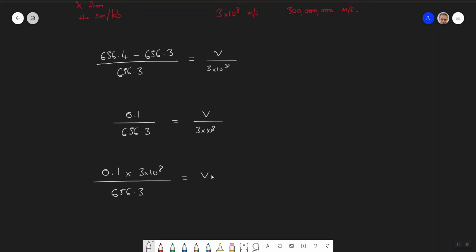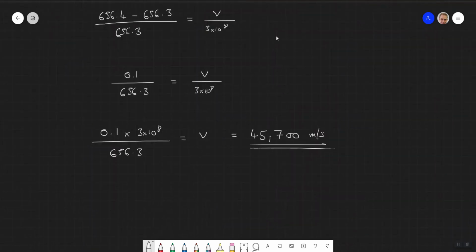I haven't worked this out in advance, so I'm going to have to put it into my calculator. I've got 45,711, so I've got 45.7, so 700 meters per second. So it's going pretty fast. For a 0.1 nanometer shift, this thing has to go pretty quickly. And that's how the equation works.